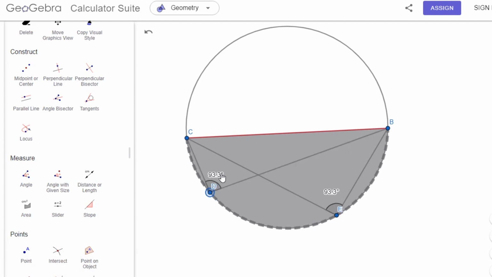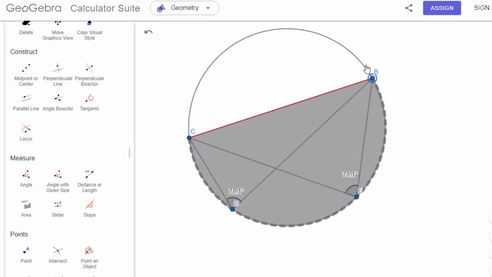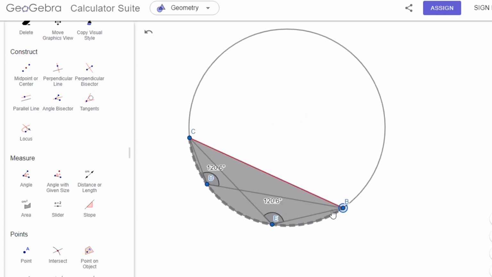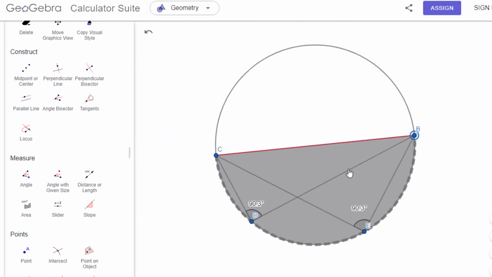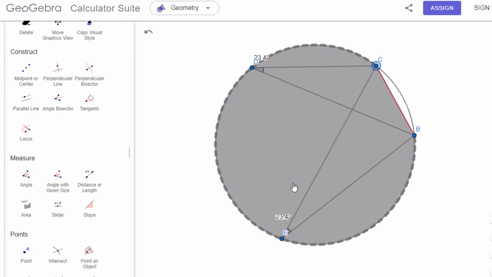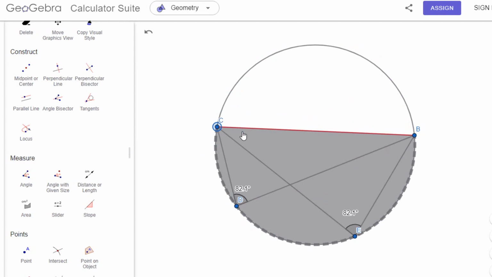So no matter how I move it, as long as it's in the same segment, it's going to maintain the same value, as you can see. Even as I adjust it, as long as they're in the same segment, they are always going to be equal angles. So that's what it means when they say angles in the same segment. That's the theorem. Same segment. No matter how I shrink them, this is 23.4, this is 23.4, as long as they're in the same segment. So there you have it.